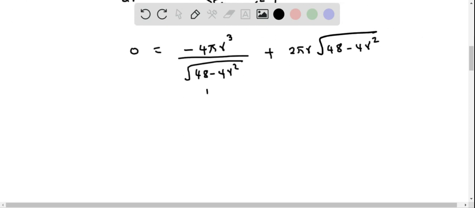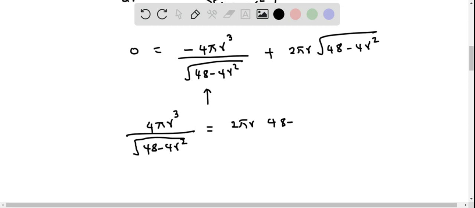So let's add this expression to both sides. And when we do that, we get 4 pi r cubed divided by the square root of 48 minus 4r squared, this is under the root, and this equals 2 pi r times the square root of 48 minus 4r squared.